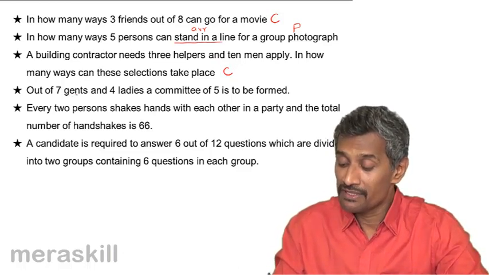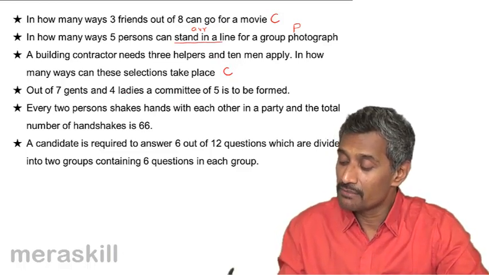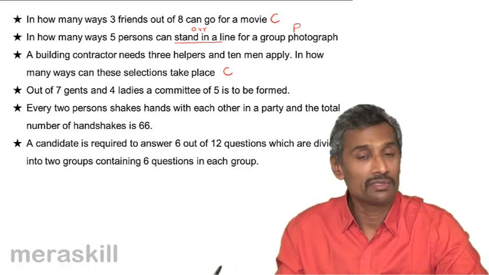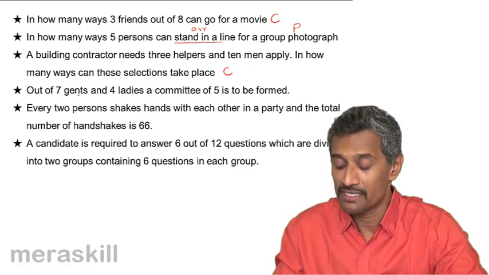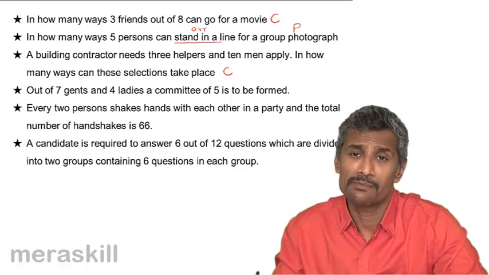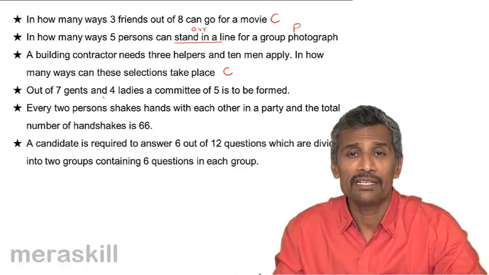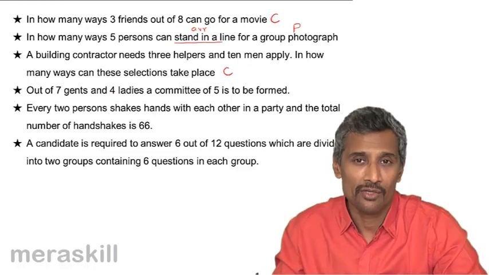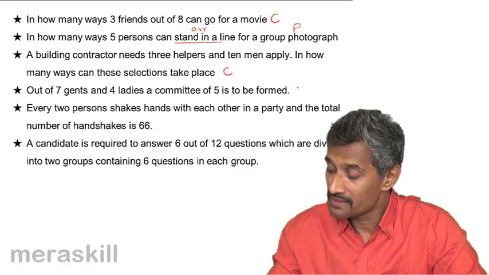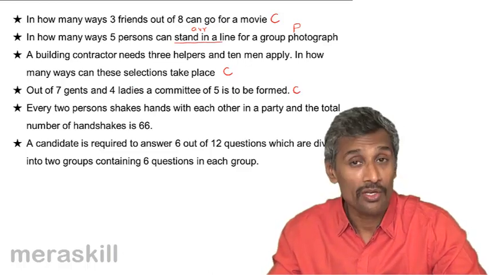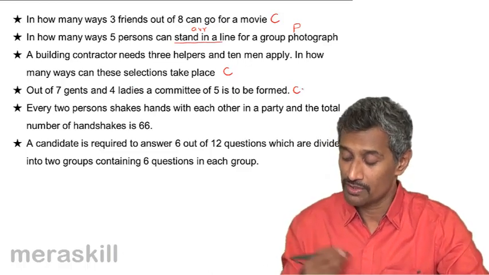Out of 7 gents and 4 ladies, a committee of 5 is to be formed. Now it could be all 5 gents, or 4 ladies and 1 gent, or various possibilities. But whom you select first and whom you select second is not important. So it is only a selection. Hence it is combination, because the order is not important.